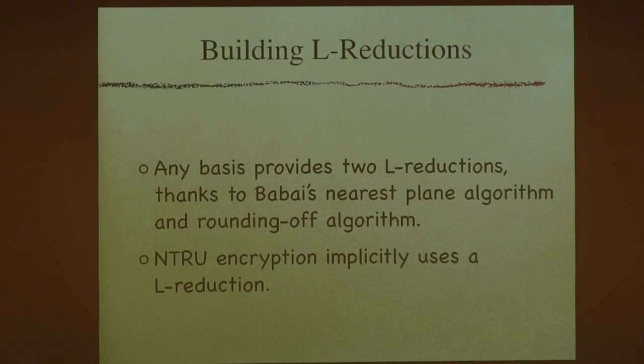It turns out that any lattice basis provides you two L reductions thanks to very classical algorithms, the Babai nearest plane algorithm or the rounding off algorithm. And I will also say that sometimes in cryptography, you also see this kind of reduction. For instance, NTRU encryption implicitly uses such a reduction. So let's see how it looks.